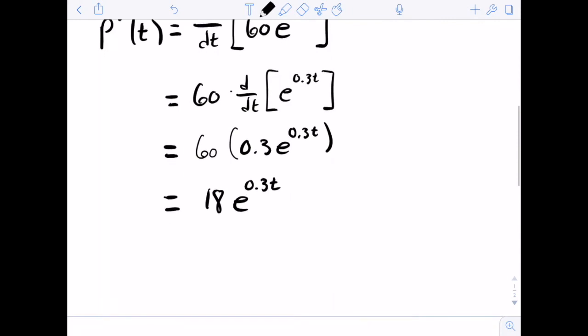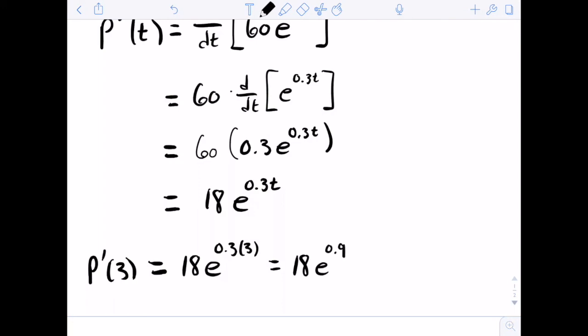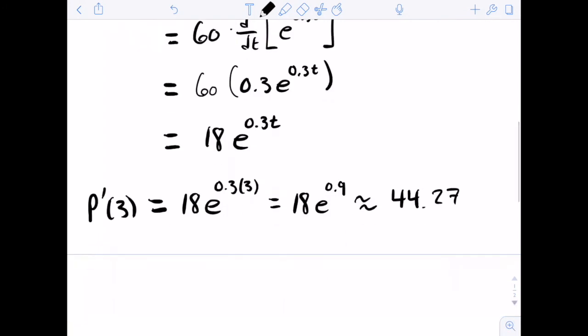And we want to know what's the rate when t is equal to 3. So P prime of 3 is equal to 18 e to the 0.3 times 3, which is 18 e to the 0.9, and that's approximately positive 44.27. So how do we interpret this?